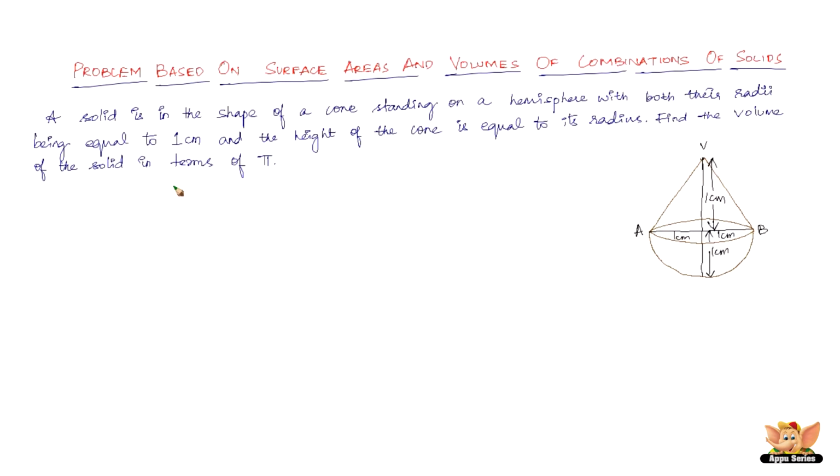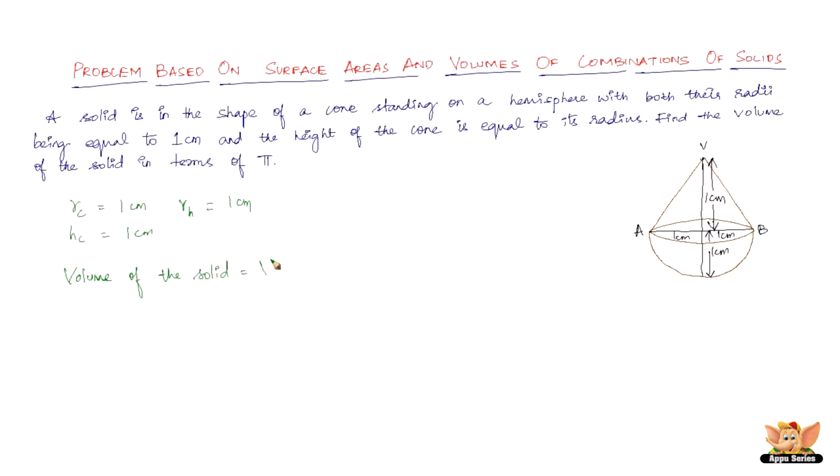So now, the radius of the cone, let us take it as RC. The radius of the cone is 1 centimeter. And then the height of the cone is also 1 centimeter. And then we've got the radius of the hemisphere. Let us take it as RH, which is also equal to 1 centimeter. We don't need the height of the hemisphere because the formula doesn't need it. So now we need to find the volume of the solid, which is nothing but the volume of the cone plus the volume of the hemisphere, right? So we've got the data here.